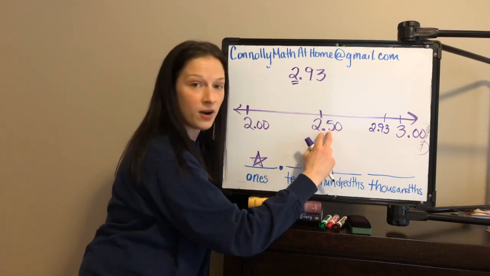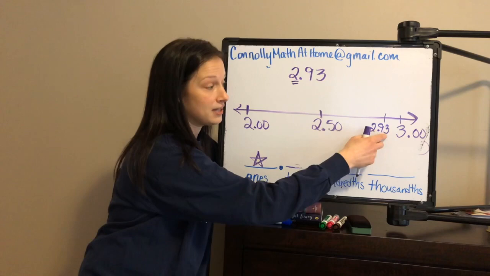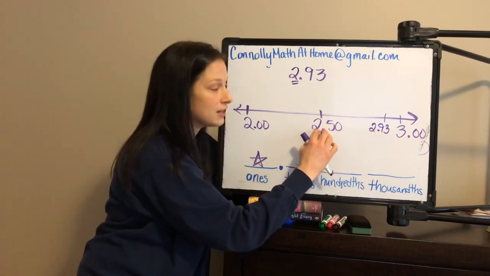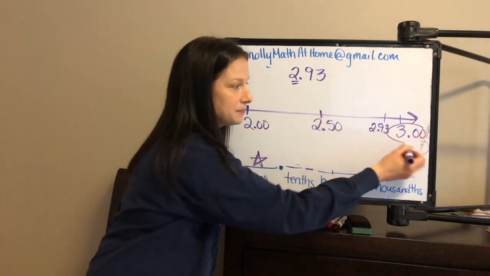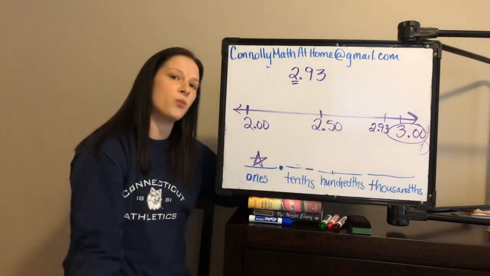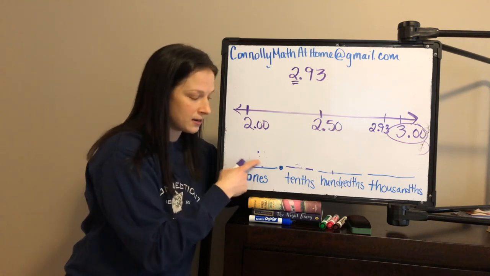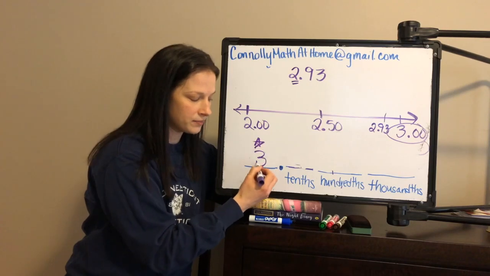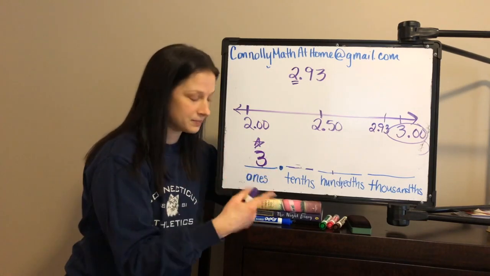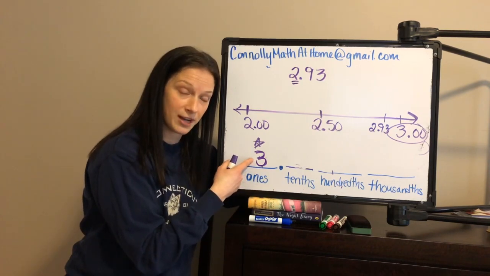We also can think about our halfway mark. Is it greater than halfway? And 2 and 93 hundredths is definitely greater than 2 and 50 hundredths. Okay, so we're rounding up. We're writing it to the ones place. So my star is here. I'm going to put it up higher so I can write it. So I'm going to write the nearest whole number, the nearest one, and stop. It is closest to the whole number 3. So that's where we write it.